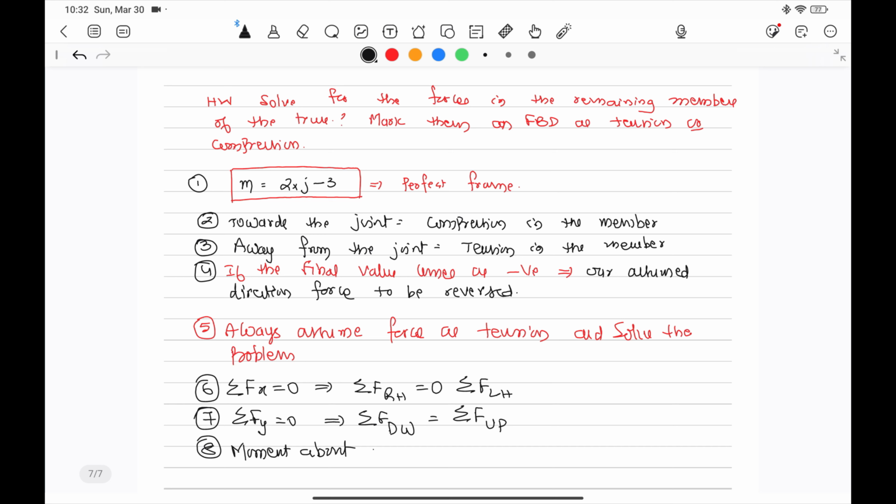And final, last and most important, moment about a point, joint, implies sigma m at a point P is equal to 0. The net moment. These are the 8-9 points we have to remember and solve the problems. Solve for the remaining forces.